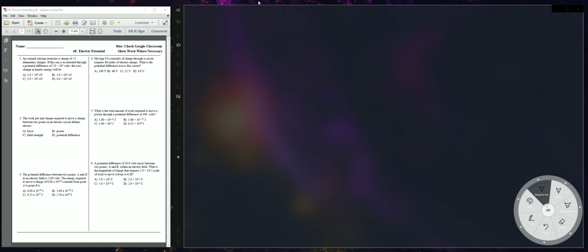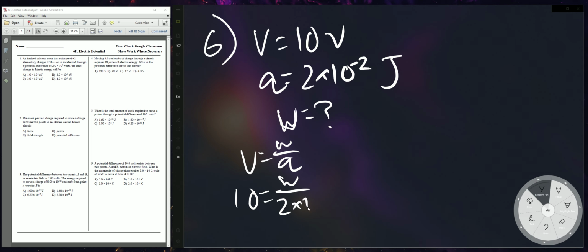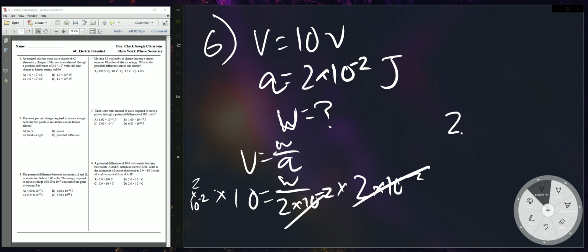Potential difference, 10 volts. Magnitude of charge. And so we want to find out what our work is. Okay, so we're going to do the same exact formula. 10 equals W over 2 times 10 to the negative 2. Multiply by 2 times 10 to the negative 2 on both sides, and you should get 2 times 10 to the negative 1 joules, and that's your work. And so that's going to be B.